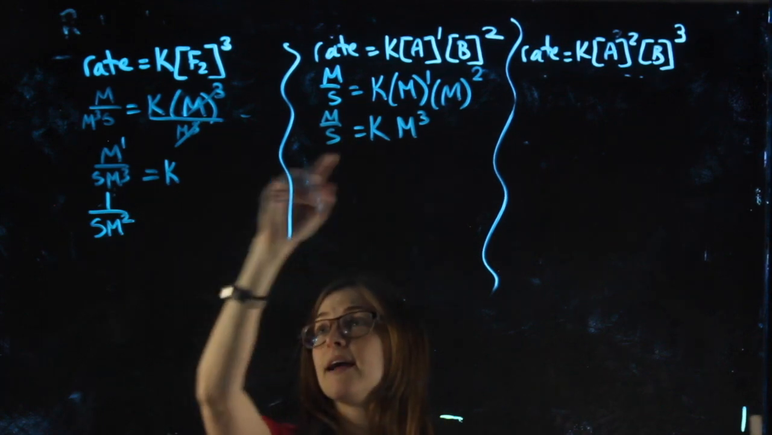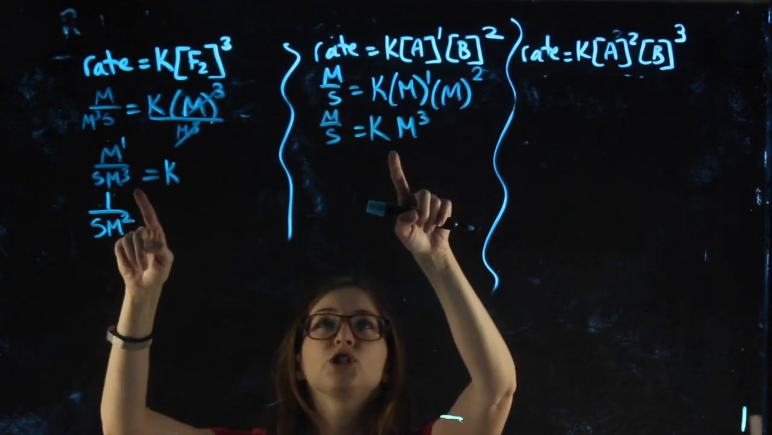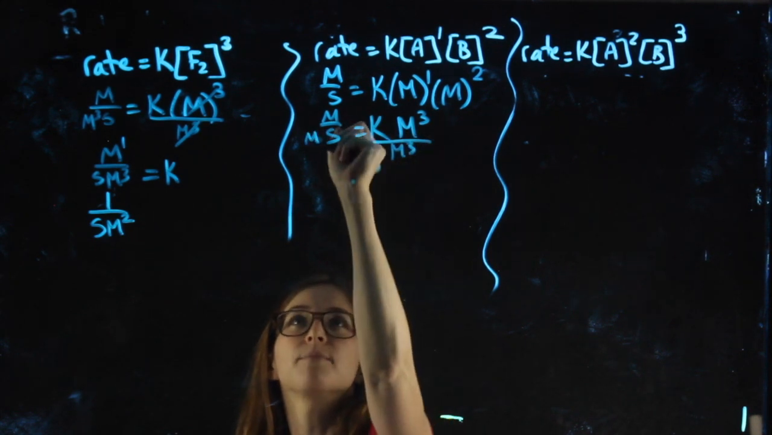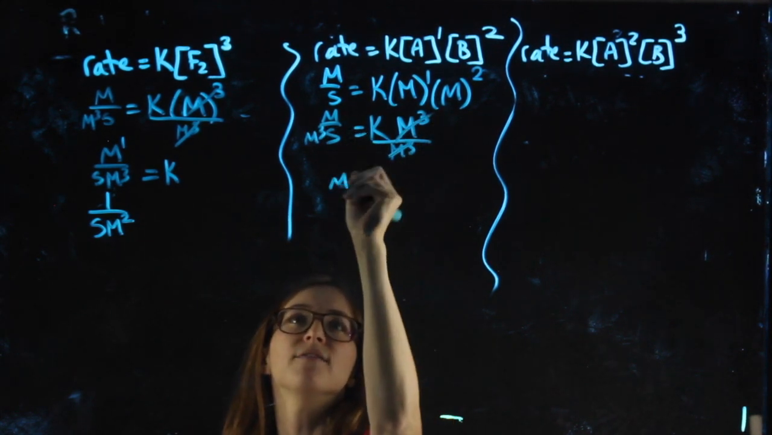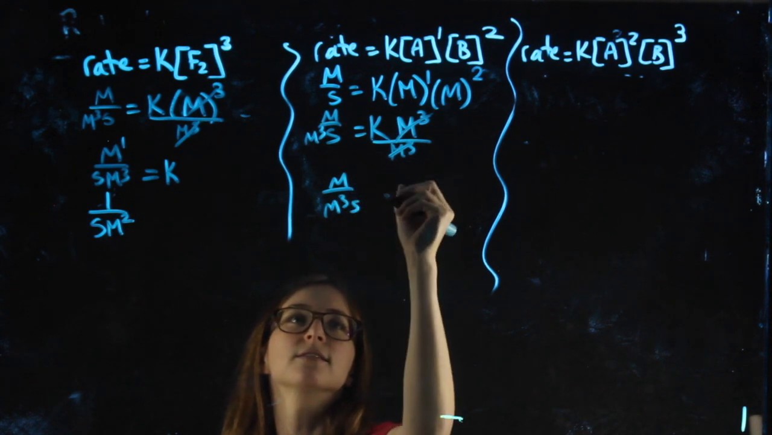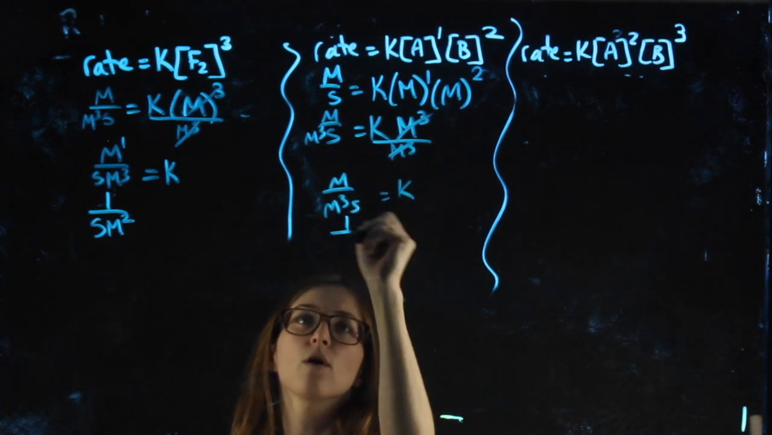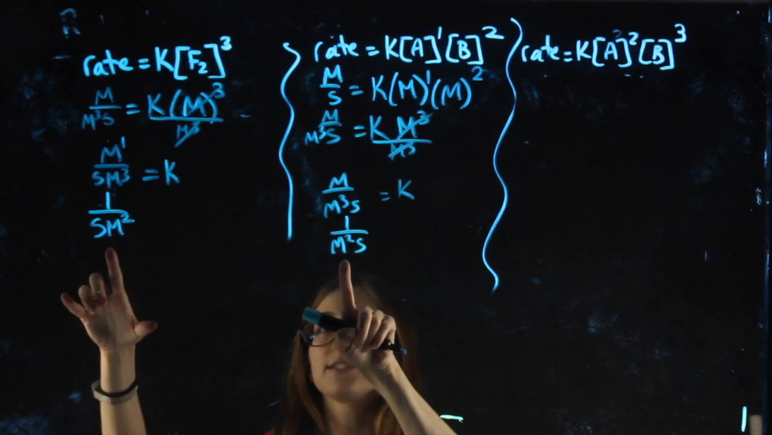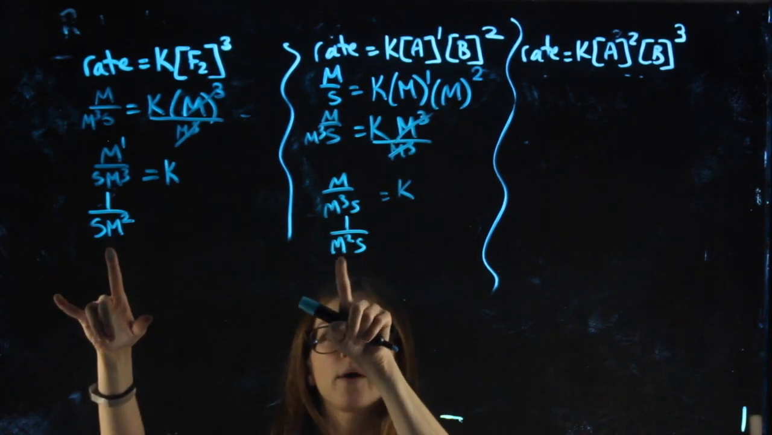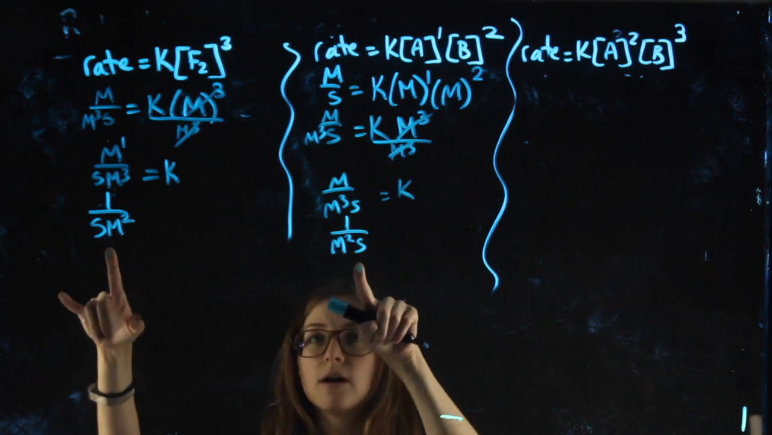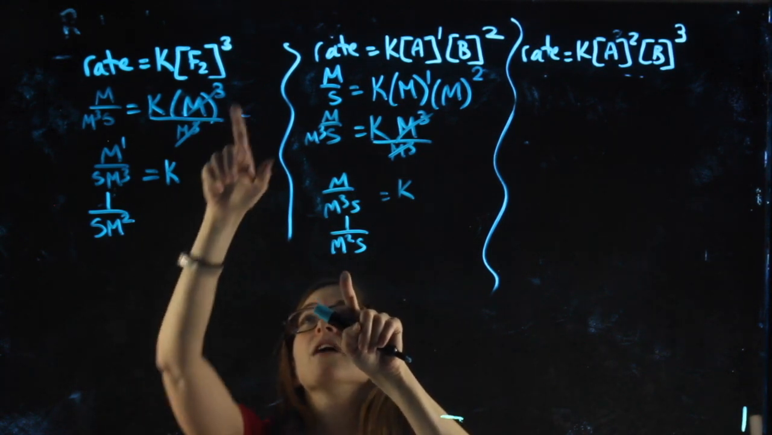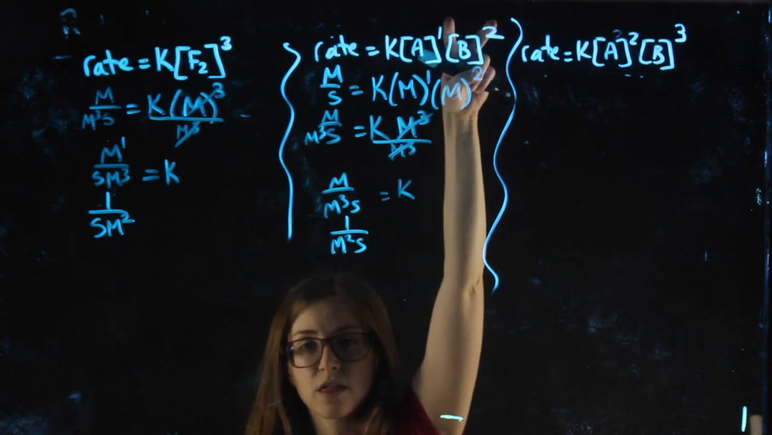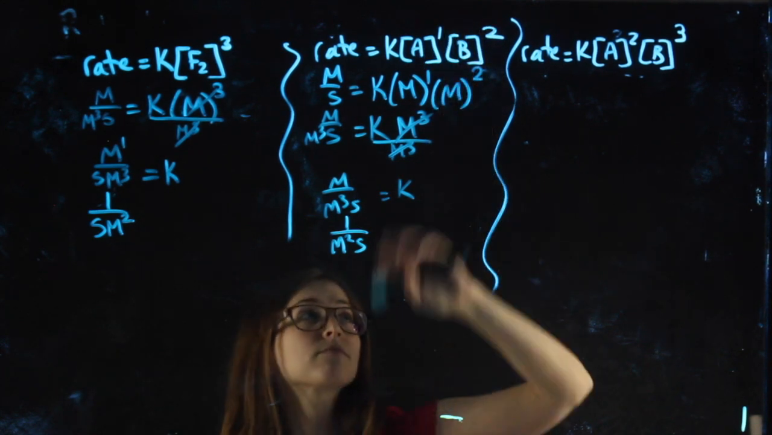Again, solving for K, you can see it's going to look just like this one. We're getting rid of the M cubed, so it ends up in the denominator. We have M over M cubed S are our units for K, or 1 over M squared S. We ended up with the same units. Again, S M squared or M squared S doesn't matter. Same units because this was a third order reaction overall, and this was a third order reaction overall.